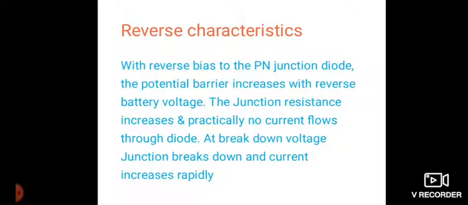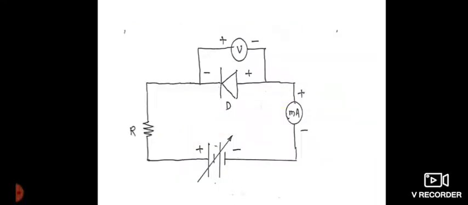Next, coming to the reverse characteristics of the diode. When the diode is reverse biased, the reverse characteristics is plotted by taking the voltage across the diode and the current through the diode. What is reverse bias? Reverse bias is nothing but connecting the battery to the diode such that the positive of the battery is connected to the n layer, that is, the negative terminal of the diode, and the negative of the battery is connected to the positive terminal of the diode, as shown in the circuit diagram here.